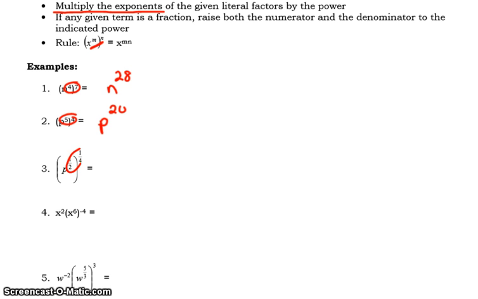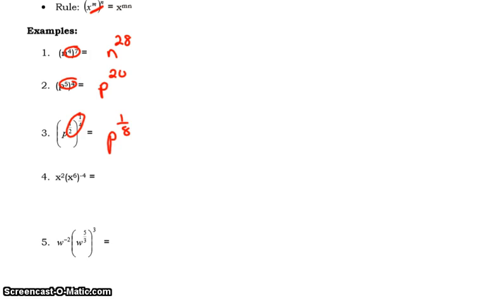In number 3, power to a power, keep the base, multiply your exponents. 1/2 times 1/4 is 1/8, so it's p to the 1/8 power.